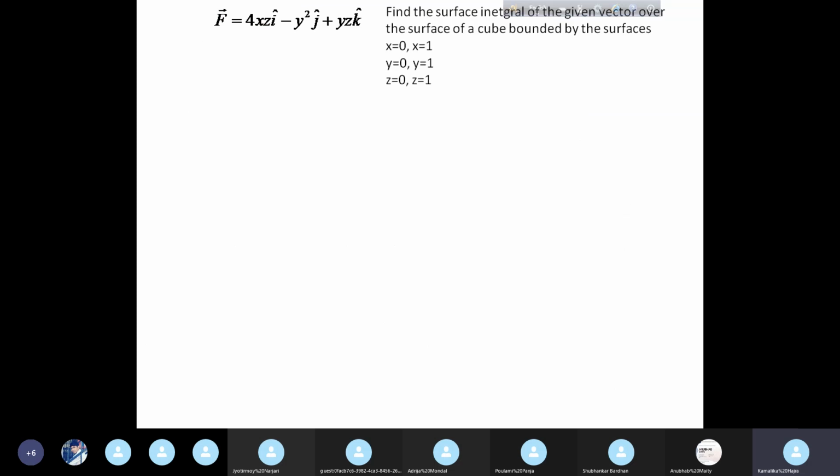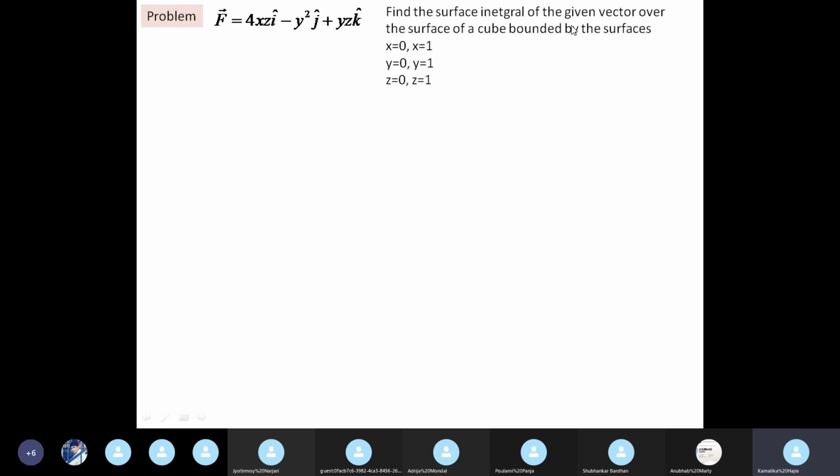So let's straight away do a problem to understand how to go about surface integrals. But I'll have time for only one problem, and you have to follow this to do other problems from your book. So the problem is like this. This vector is given: f equal to 4xz i cap minus y square j cap plus yz k cap.